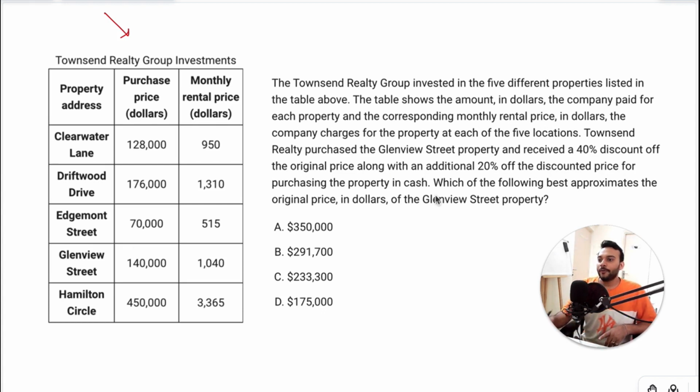So these are the prices which the Townsend Group actually paid. These are not the original prices of the properties, but what prices they paid. We're talking about the Glenview Street property. Glenview Street is this one. So Townsend paid $140,000 to get the Glenview Street property. They're saying that Townsend received a 40% discount off the original price and an additional 20% off the discounted price. So we need to make an approximation for the original price.